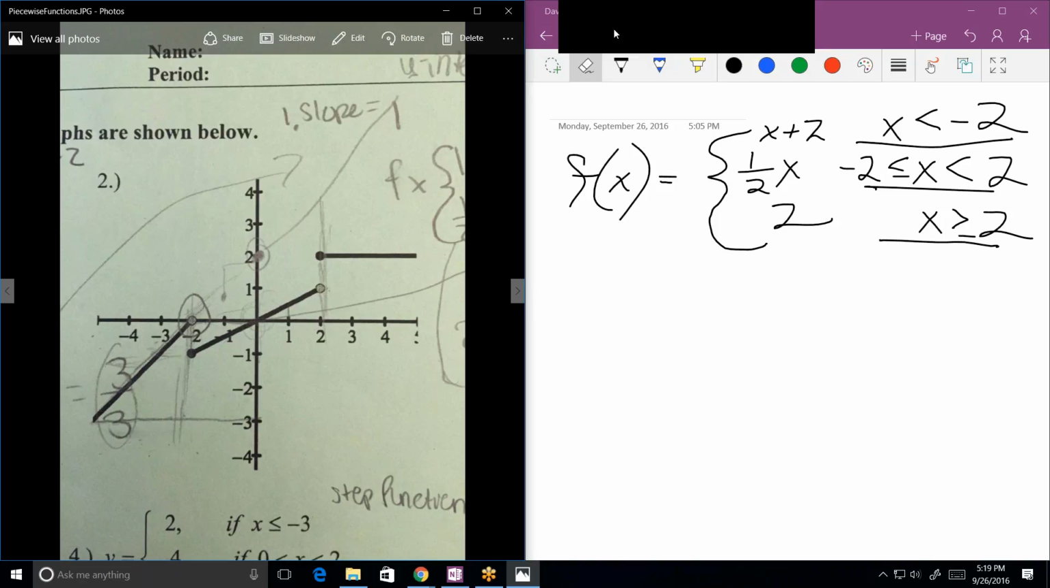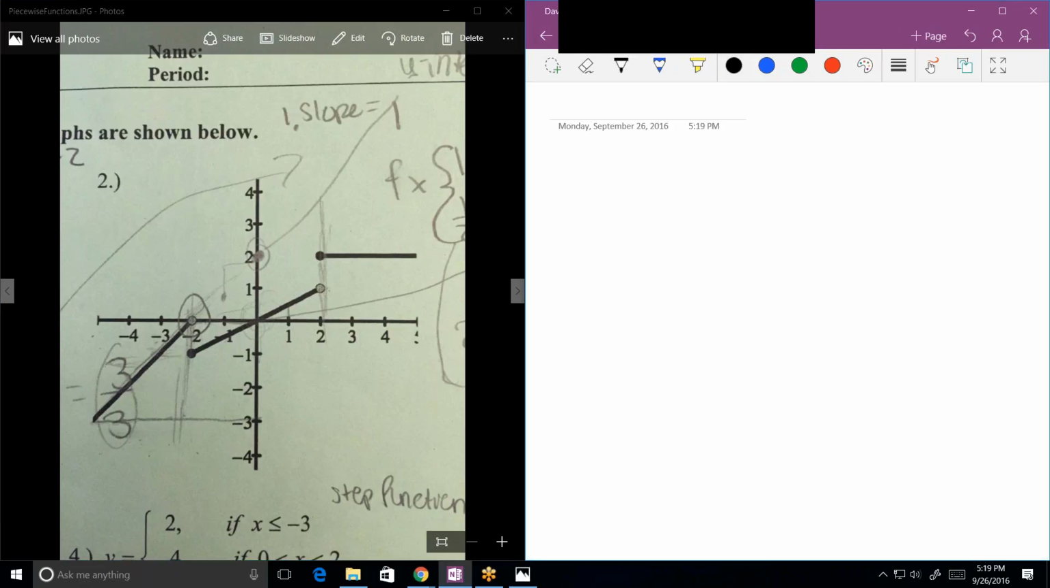We've got 10 minutes more. It should give us time to at least do one of these where they give you the piecewise function and they want you to graph it.